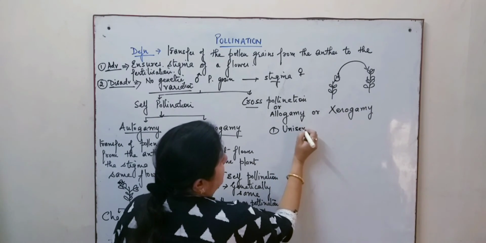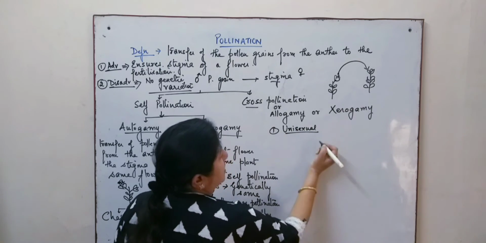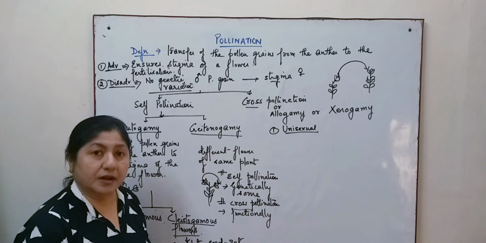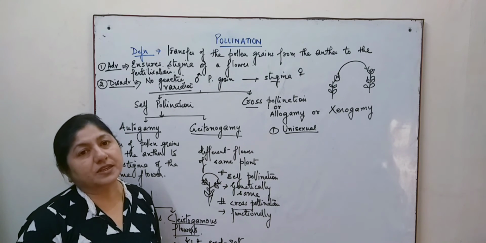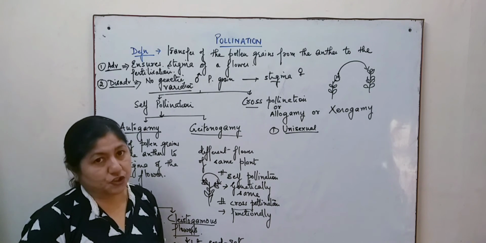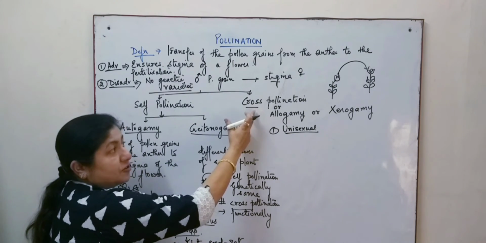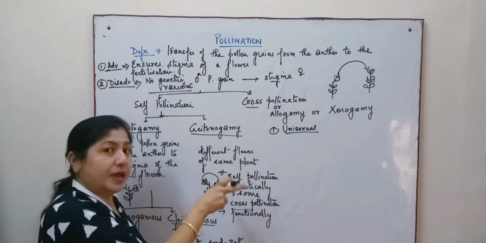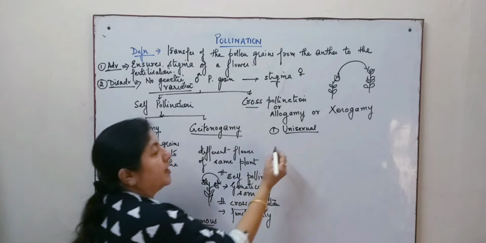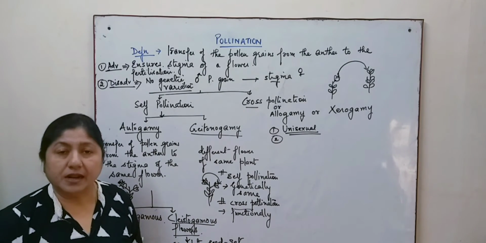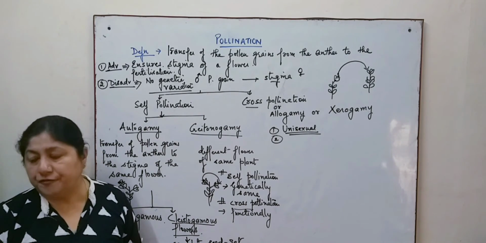These are the conditions that favor cross-pollination, or in other terms, the chances of self-pollination are avoided. So to bring about cross-pollination effectively and not have self-pollination, the flower should be unisexual, that is, it should be either male or female.